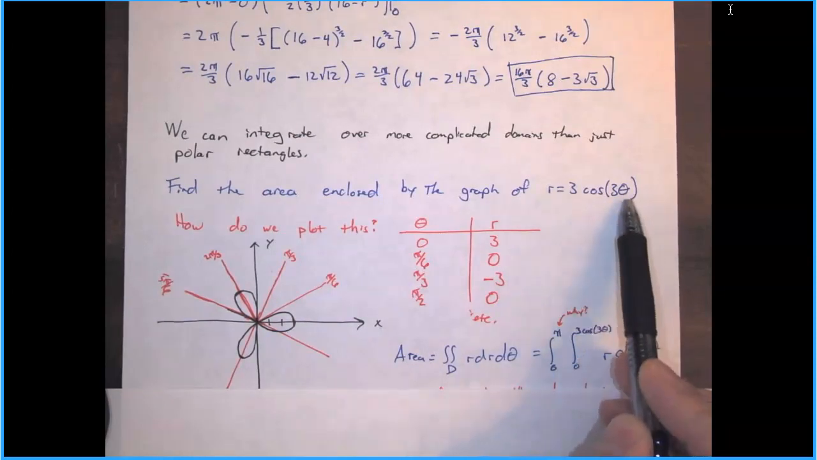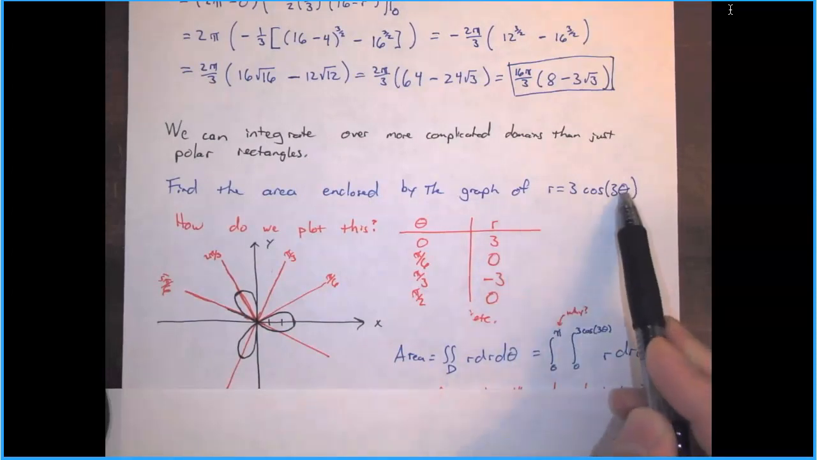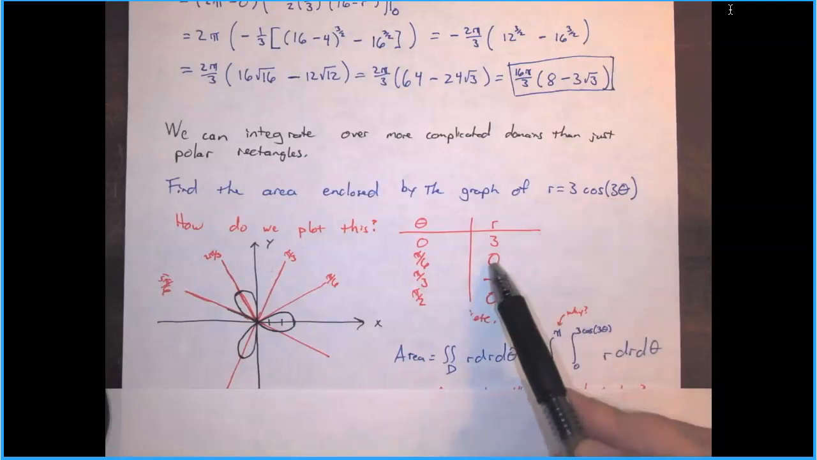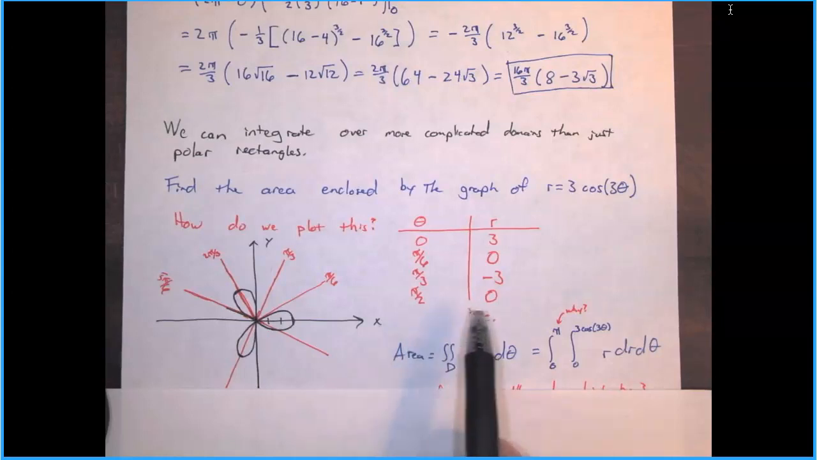So if I plug in 0 for theta, I'm going to get 3 times cosine 0, which gives me 3. If I plug in pi over 6, that's going to be cosine of pi over 2, which is 0. And you can keep doing that. If I plug in pi over 3, I get negative 3. If I plug in pi over 2, I get 0. And you can keep going.